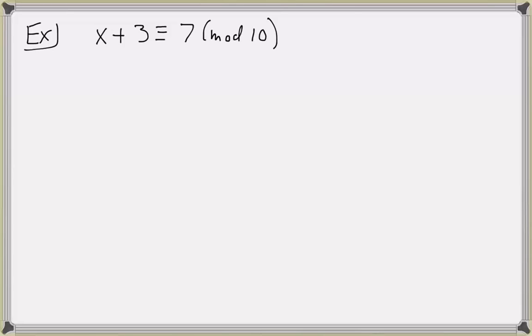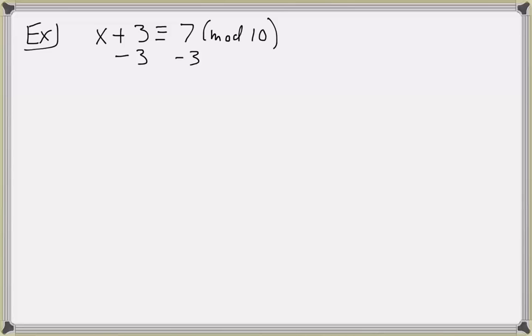We could look for a single integer that would solve this, a single value for x that you could plug in. But there's actually going to be an infinite number of integers that satisfy this congruence. So we want to classify all the integers that satisfy this by getting x by itself on one side of the congruence. If x plus 3 is congruent to 7, then I can subtract 3 from both sides of this congruence.